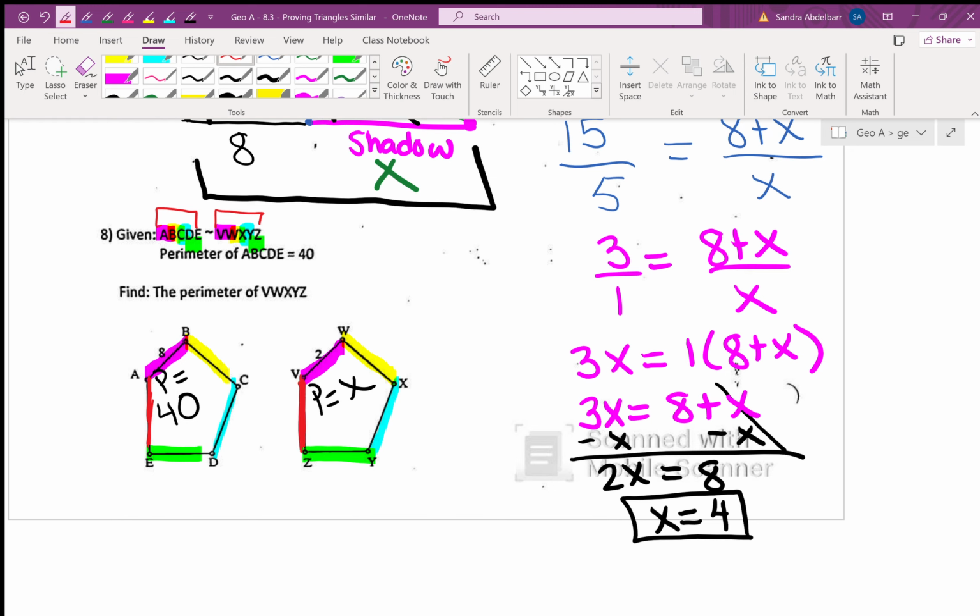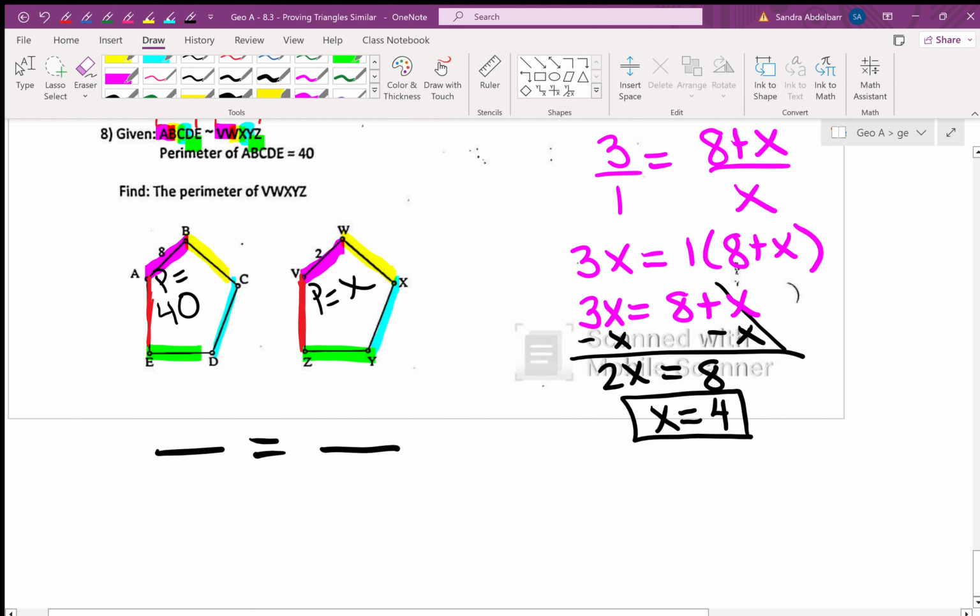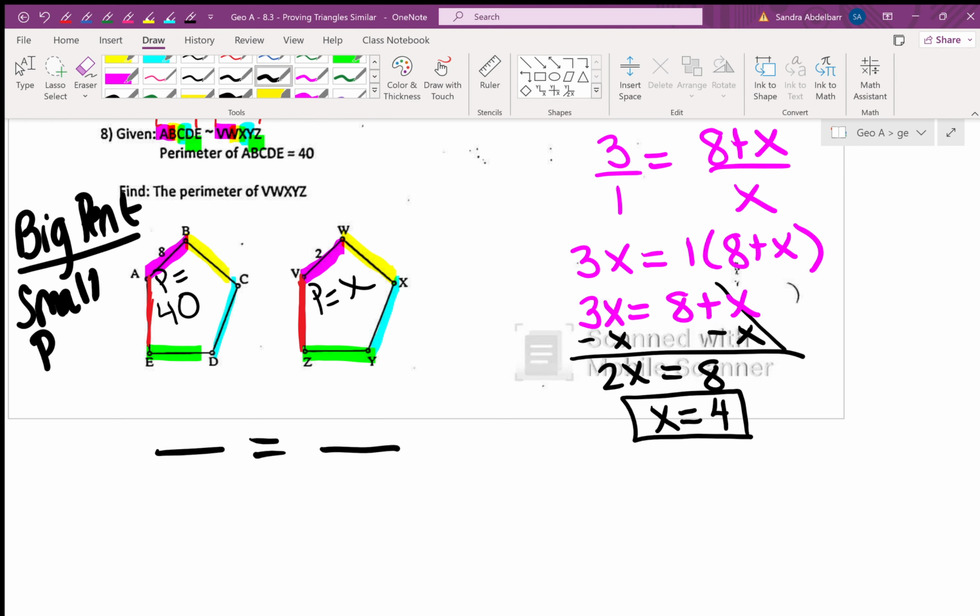All right, so now we want to find the perimeter. Well, remember, if the figures are similar, the ratio of their sides is the same as the ratio of perimeters. So am I able to solve for X by making a proportion? Yes. Absolutely. So I'm going to set up my proportion. Do you guys want big over small or small over big? All right, big pentagon over small pentagon. So tell me the first fraction using the big pentagon side over the small pentagon side. What's the first ratio?